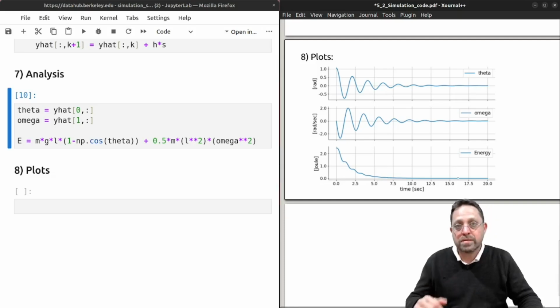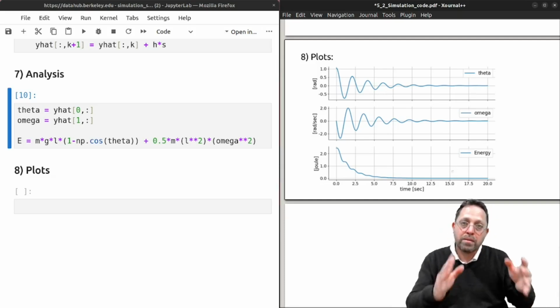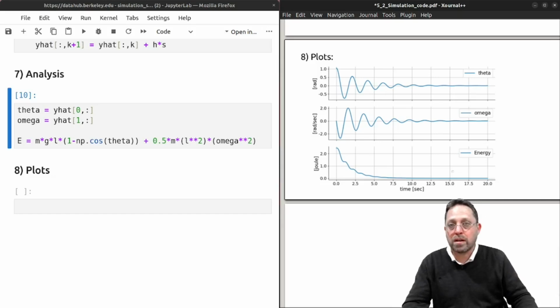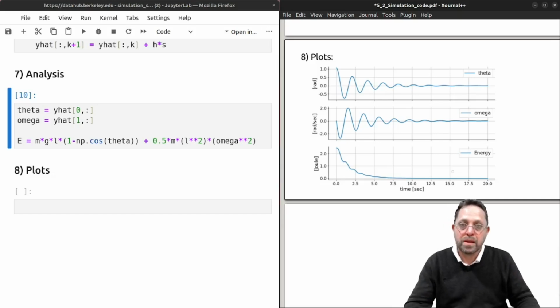So in the next video, we're going to learn how to make these plots, and we're going to focus on plotting with Matplotlib. So I'll see you then.